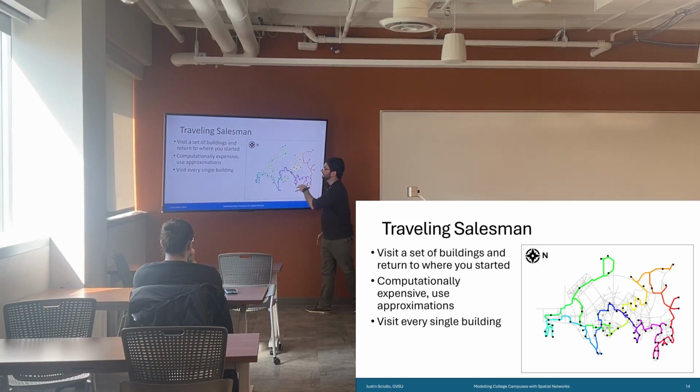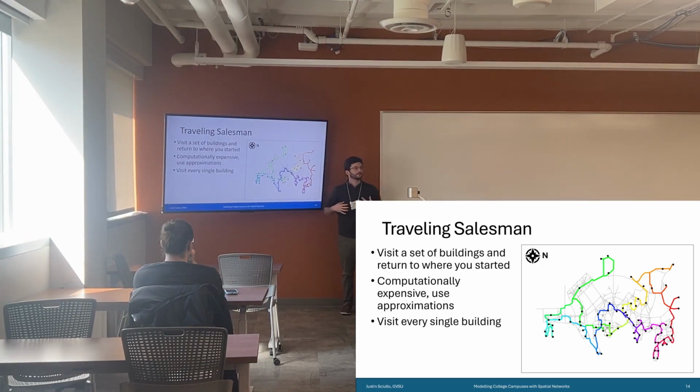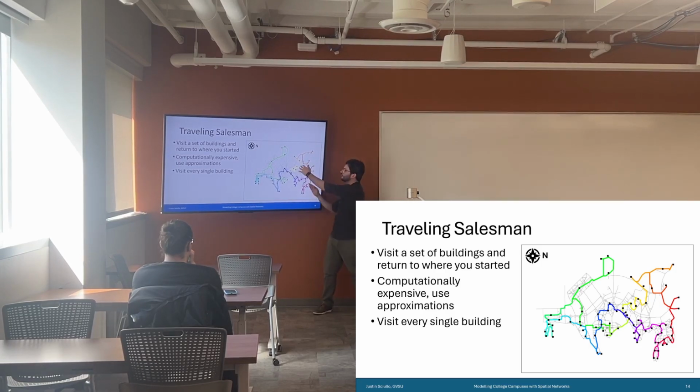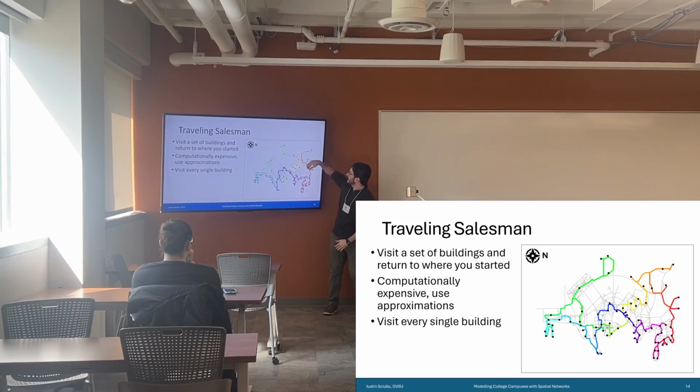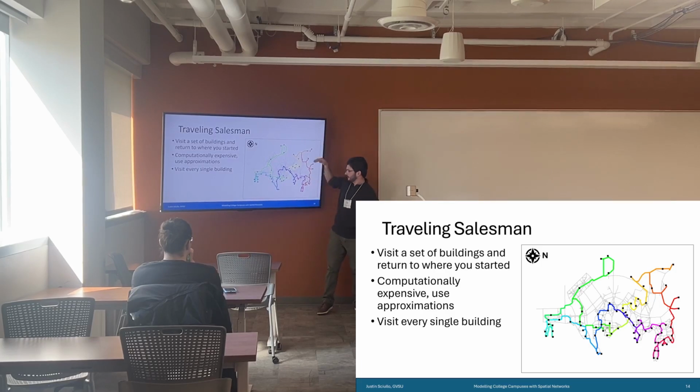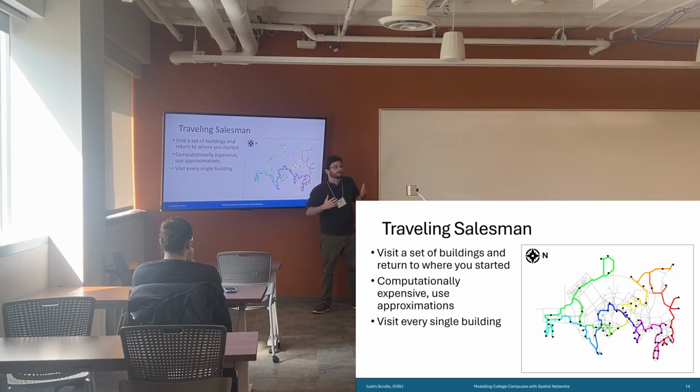I think it's interesting that one of the most efficient paths that you can take to visit every building crosses over on itself. It doesn't just hit everything like this and go around. It's almost crisscrossing in this S shape. I think it's quite interesting.